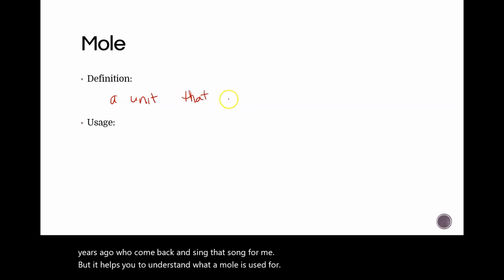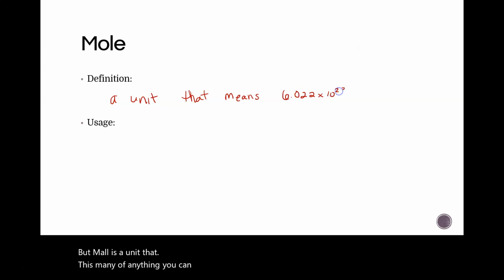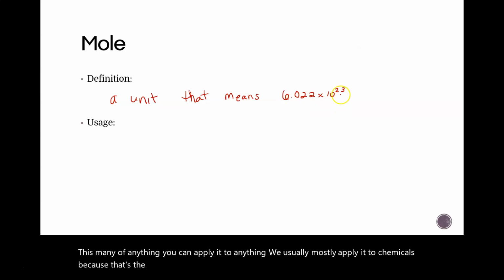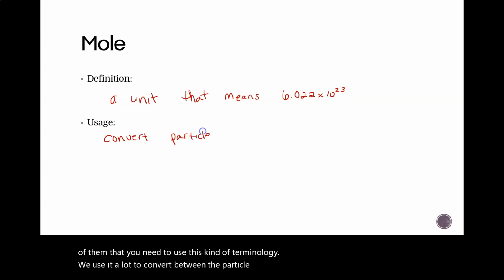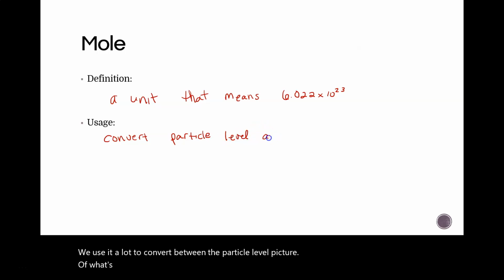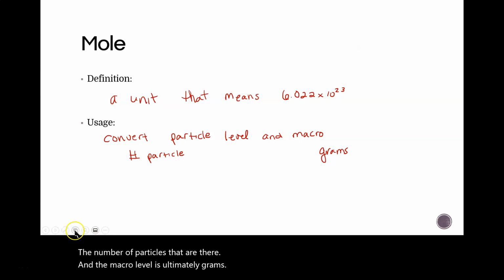And so sort of a textbook definition is that a mole is a unit that means this many of anything. You can apply it to anything. We usually mostly apply it to chemicals because that's the only thing, atoms, molecules, that's the only thing you would have so many of them that you need to use this kind of terminology. We use it a lot to convert between the particle level picture of what's there and what we call the macro level. So the particle level is the number of particles that are there. And the macro level is ultimately grams. Okay, so that's how we're going to use it.